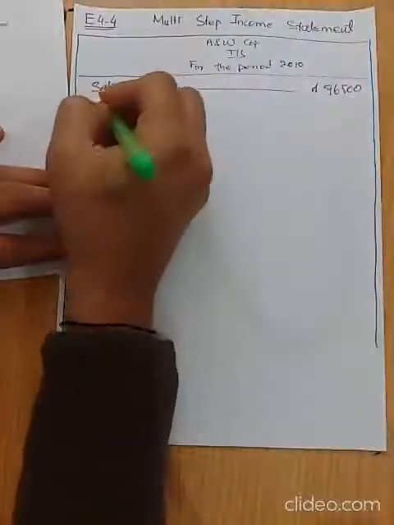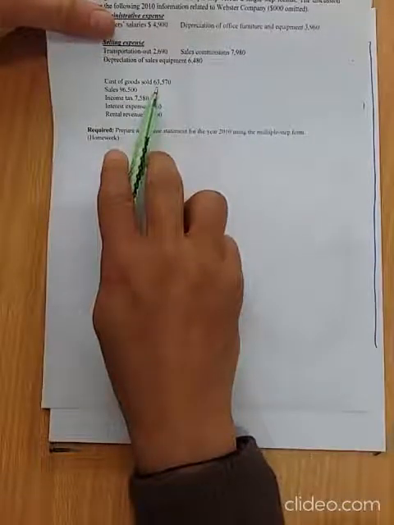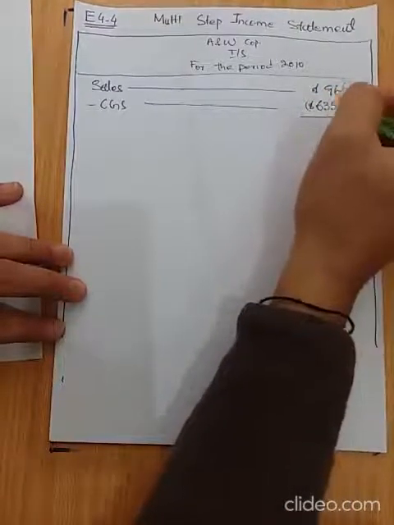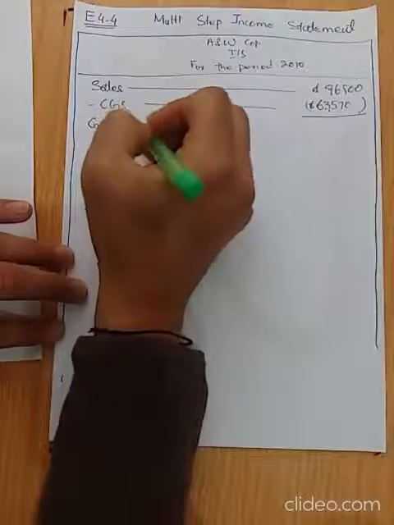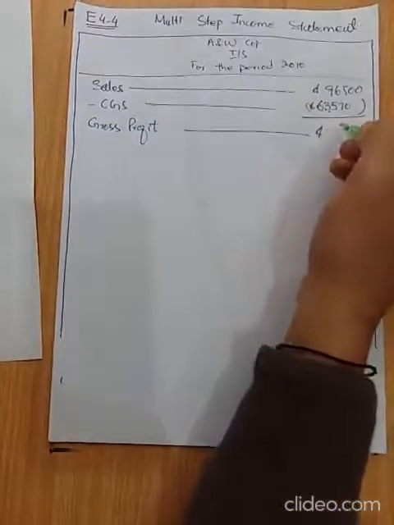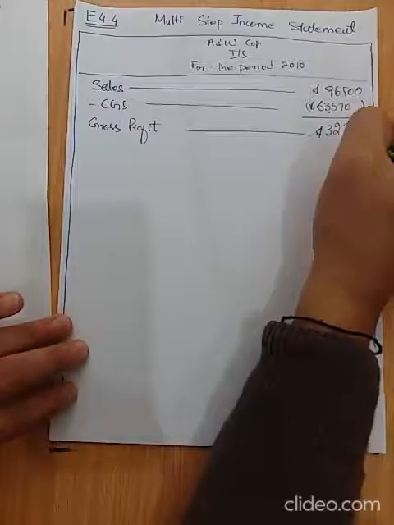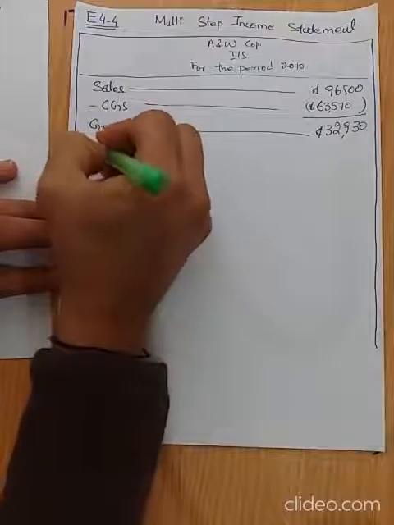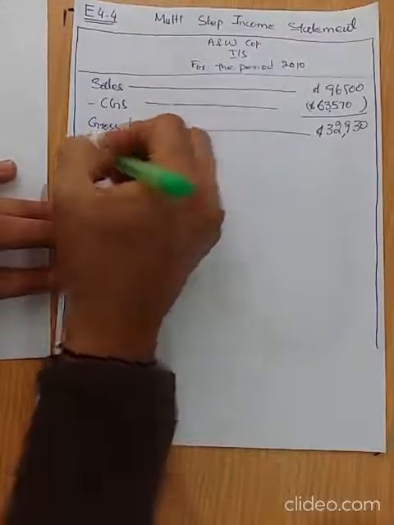$96,500. From this figure, we are supposed to subtract the cost of goods sold. Now the cost of goods sold we have is 63,570. Let's subtract this. When you subtract it, you come up with the gross profit figure for the organization, and the gross profit figure that we have is $32,930.